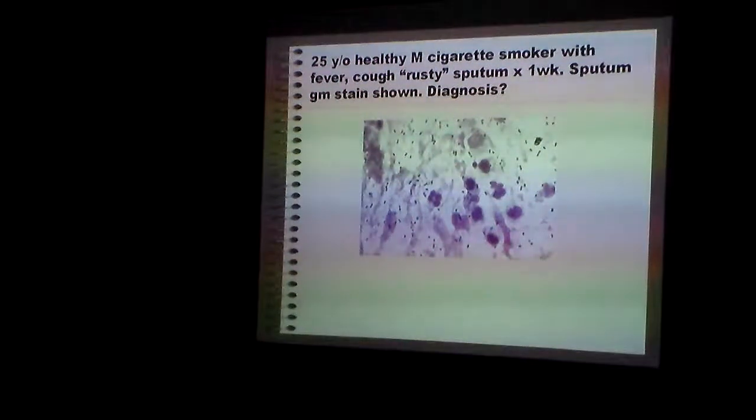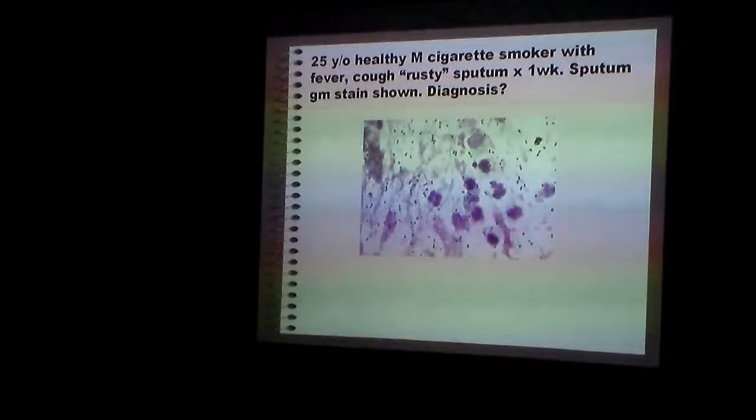So in your boards, they're going to give you gram stains on your sputum. They'll give you gram stain on your CSF. They'll give you gram stain about anything, so it's fair game. So know your gram stains well, okay? Because they're not going to ask you what is the bacteria. They're going to ask you how you're going to treat it, what are the complications. They're not going to ask you straightforward answers. So know your gram stains well.